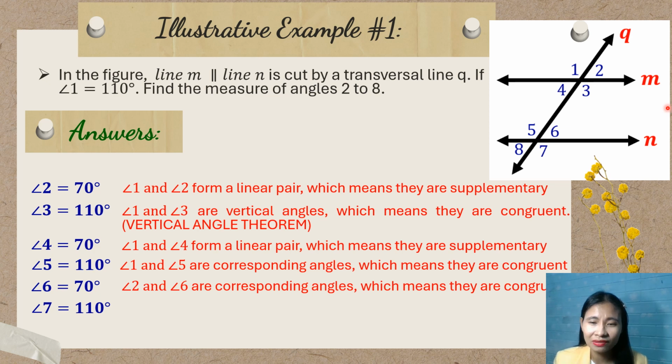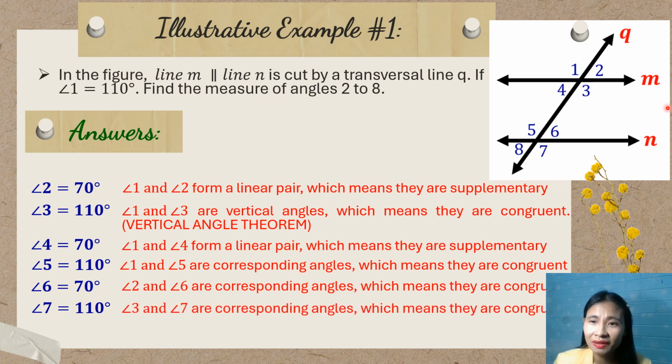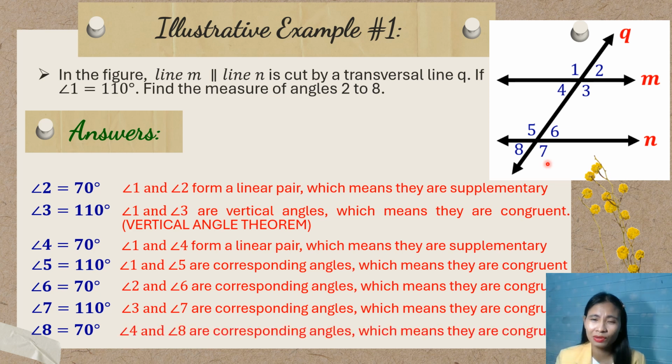Next we have angle 7. What makes angle 7 110 degrees? We have angle 3 again, and angle 7 forms corresponding angles with it, which means they are congruent. And we have angle 8 and angle 4.